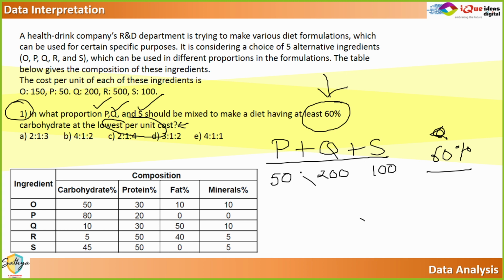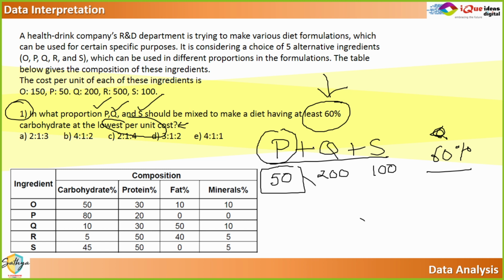The cheapest ingredient is P. The cheapest ingredient here is P. So the more P I use, the lower will be the cost of the ingredients. Do you agree with that? Out of all the three ingredients, P, Q and S, if P is the cheapest one, then using P the maximum will take care of the cost.